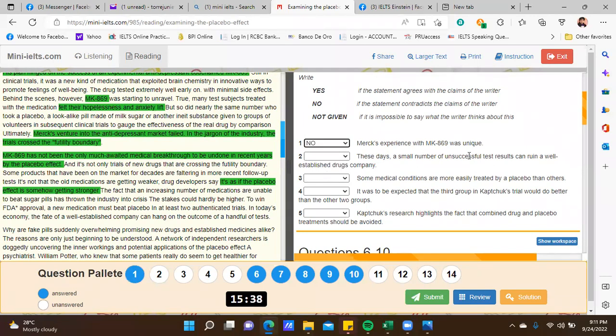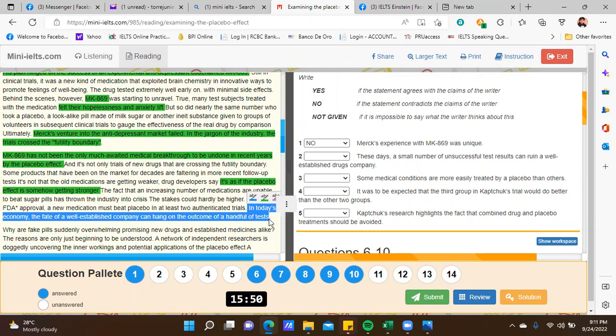These days, a small number of unsuccessful test results can ruin a well-established drugs company. Nandito yan. In today's economy, the fate of a well-established company can hang on the outcome of a handful of tests. So, yung handful of tests na yun, guys, a small number yun, no? And then, unsuccessful test results, yun. Andun na yun, di ba? A handful of unsuccessful tests yun, eh, di ba? And can ruin a well-established drugs company.